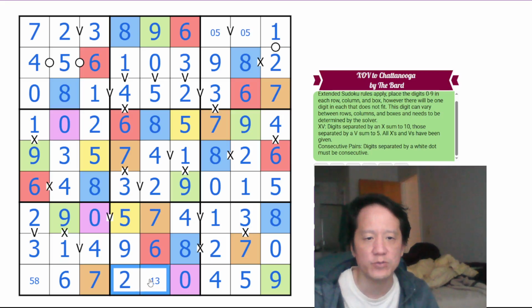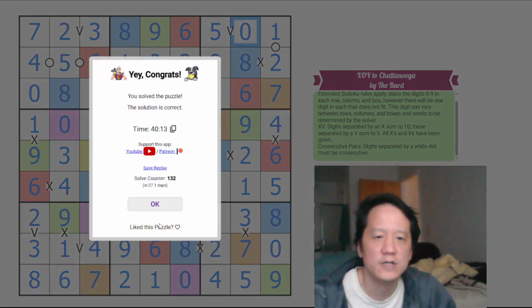This can't be 3 because there needs to be a V next to it, so this is 1. This 5 eliminates 5 here, so that's an 8. This 0 eliminates 0 here, this is 5, which makes that a 0.